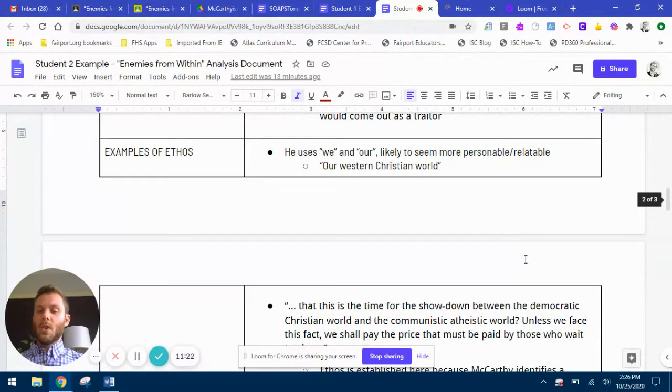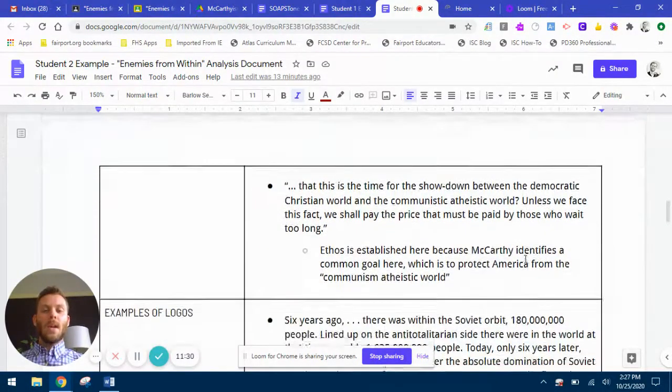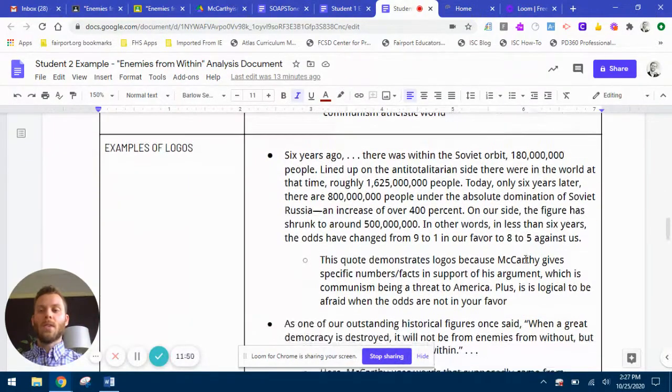Ethos, again, she organized it the same way. She explains it and then gives an example. And then underneath, she gives another quote and says, ethos is established here because McCarthy identifies a common goal, which is to protect America from the communist, atheistic world. So again, she's doing a really good job of tying the idea of ethos, credibility, and character to what McCarthy is saying and doing.